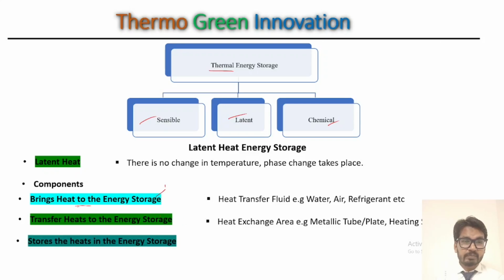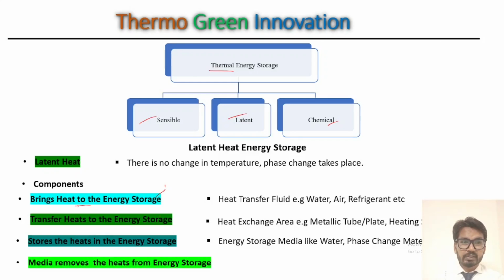Then the medium, the component which stores the heat in the energy storage. It could be a phase change material, sand, and water can also be a phase change material when it stores the heat after freezing. So it's a kind of cold thermal energy storage. Next is the media which removes the heat from the energy storage. Again, it could be a fluid, air, or refrigerant.